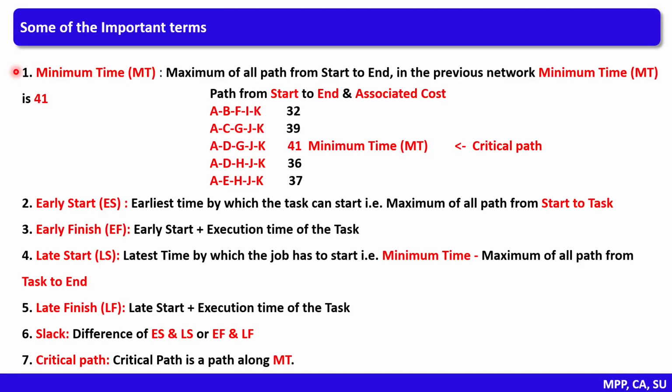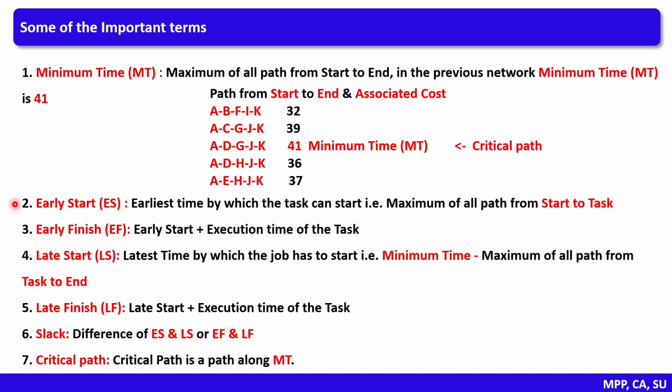Now let us discuss some of the important timestamps. To start with, we have minimum time. Minimum time is the maximum of all path from start to end. In the previous network, minimum time is equal to 41.